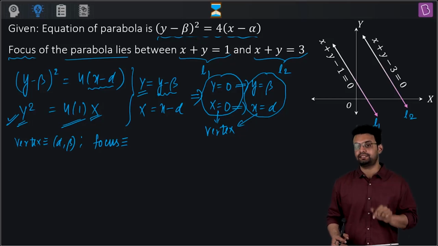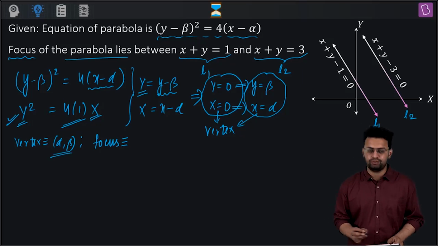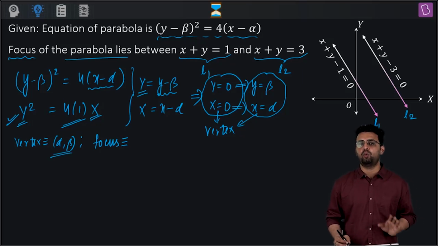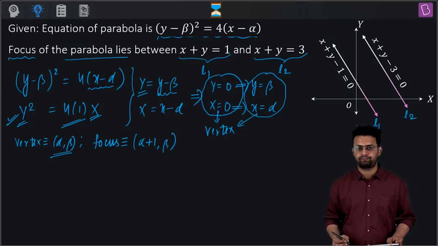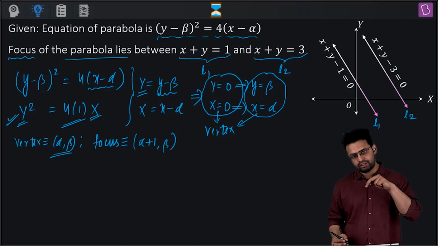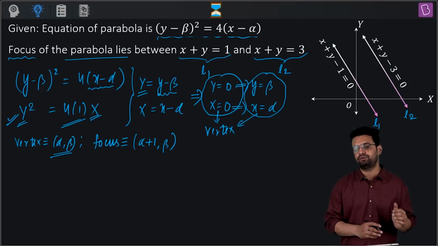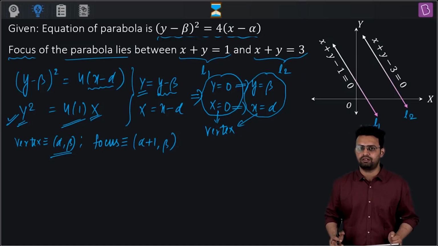Now since this is the case of a horizontal parabola, tell me the coordinates of the point which lies 1 unit to the right of (alpha, beta). Obviously the coordinates of the focus are going to be (alpha plus 1, beta). You have to travel 1 unit to the right of (alpha, beta).